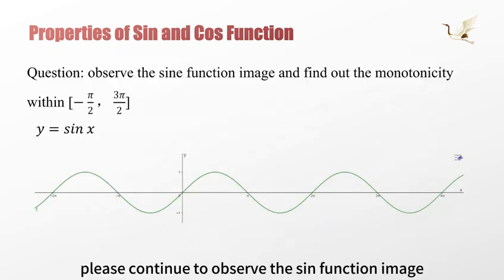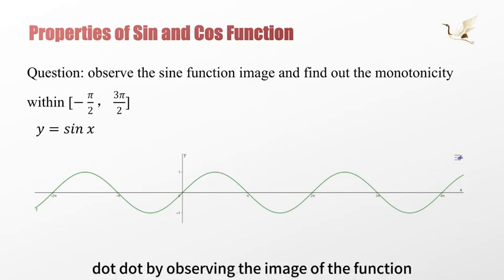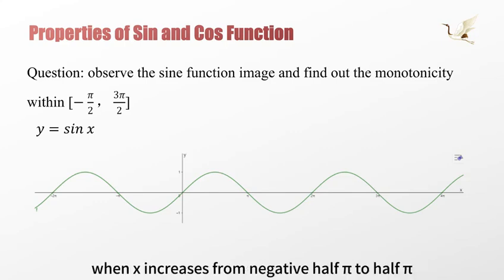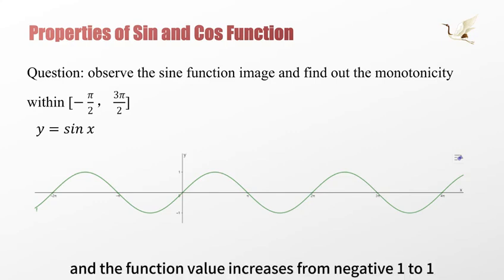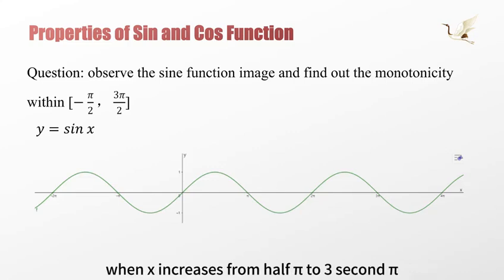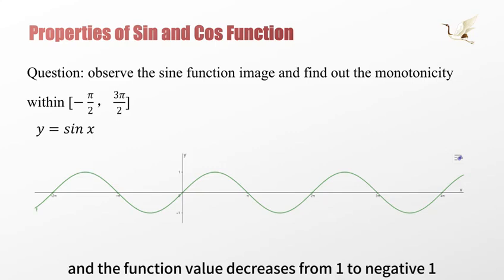Please continue to observe the sine function image and explore the monotonicity of the function from -half pi to 3 half pi. By observing the image, I can find that when x increases from -half pi to half pi, the curve gradually rises and the function value increases from -1 to 1. When x increases from half pi to 3 half pi, the curve gradually decreases and the function value decreases from 1 to -1.